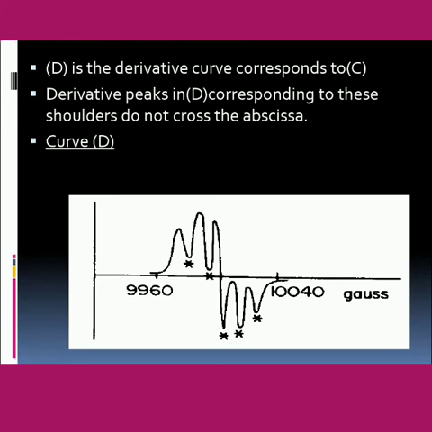D is the derivative curve that corresponds to C. Derivative peaks in D corresponding to these shoulders do not cross the abscissa, and curve D can be seen below. Here also you can see that all the peaks do not cross the abscissa.